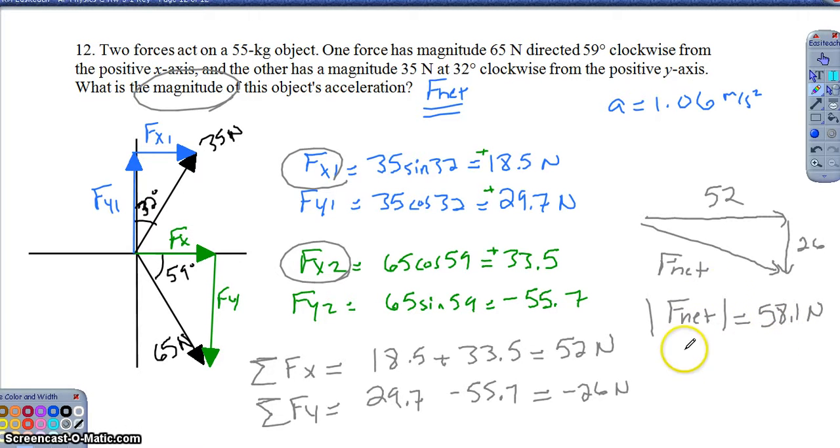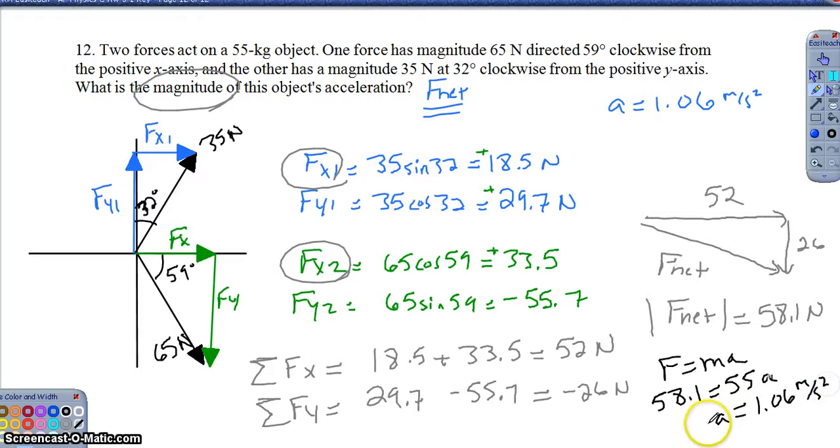Once I know the net force, it simply is a matter of force equals mass times acceleration. So now that I know my net force is 58.1, and they gave me in the problem that the mass is 55, I can pretty easily find my acceleration by just dividing 58.1 by 55, and that's where I got my 1.06 meters per second squared.